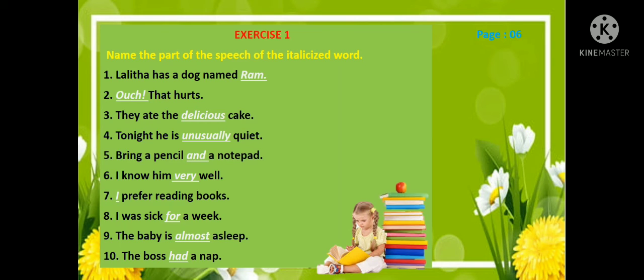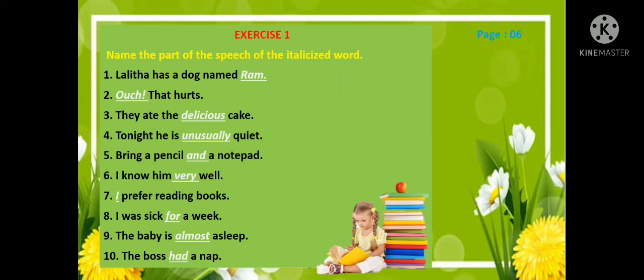Let's see the questions with the answers. Name the parts of speech of the italicized words. First one: Lalita has a dog named Ram. The underlined words are the italicized words. Ram is a noun. Ouch, that hurts. Ouch is an interjection with an exclamation mark. So that's called the interjection.